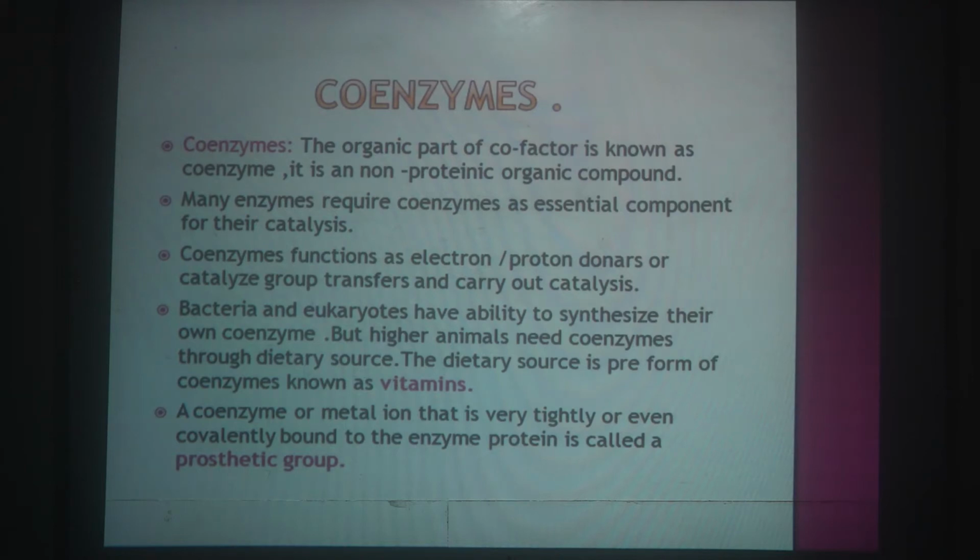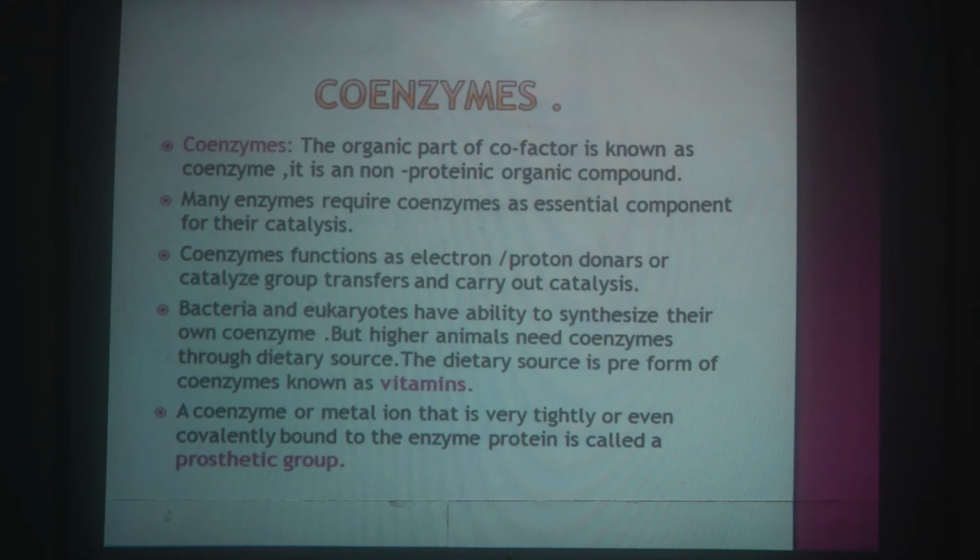Cofactor is what? It is an inorganic part. Coenzyme is an organic part. Both are non-protein in structure. So coenzyme also acts as what? Electron-proton donor and they can transfer the groups. Small bacteria and some eukaryotes have ability to synthesize this coenzyme. But mammals need to take the coenzyme, that is called vitamins, in our diet. Understood? These are the definitions of cofactors and coenzyme.